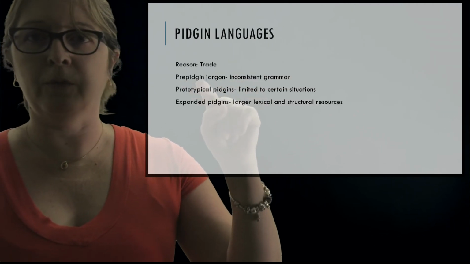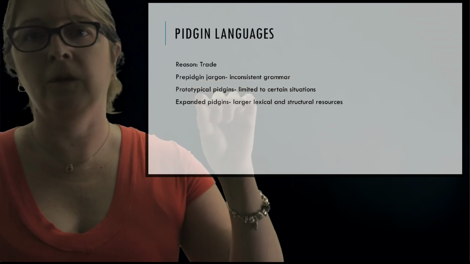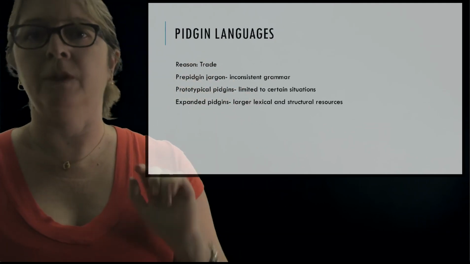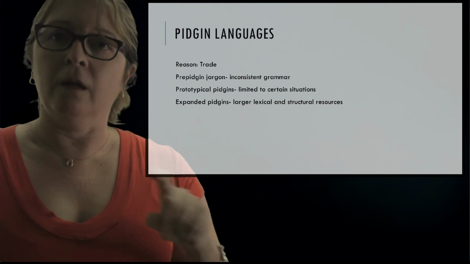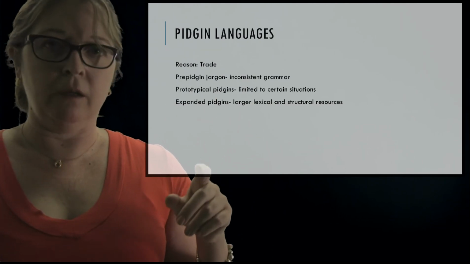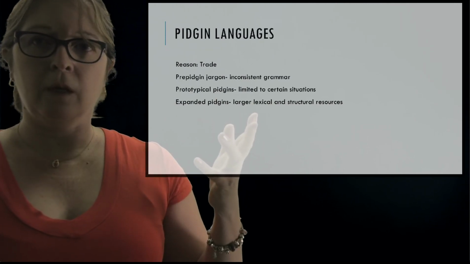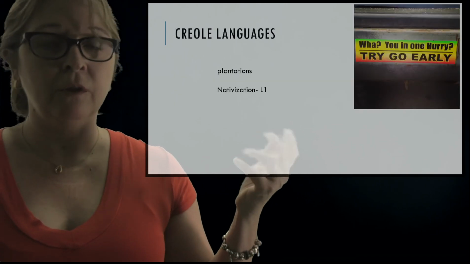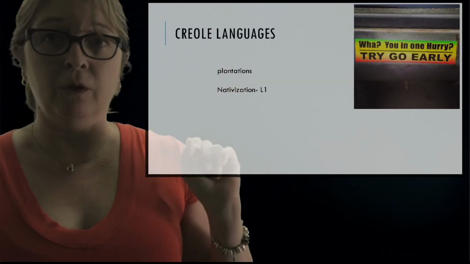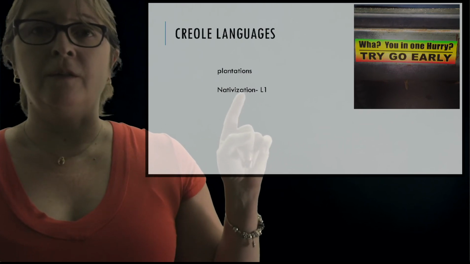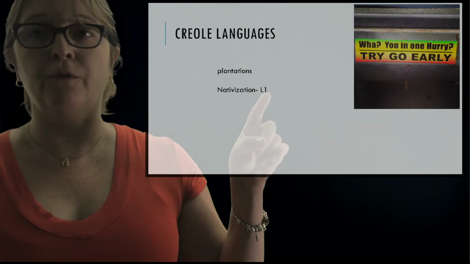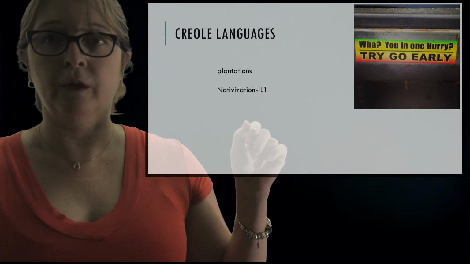You have the pre-pidgin going to the prototypical pidgin, going to expanded pidgin, and then all of a sudden it becomes that somebody's born and that's their first language. So that's a Creole. It's called nativization, and it would be your first language, L1, right?